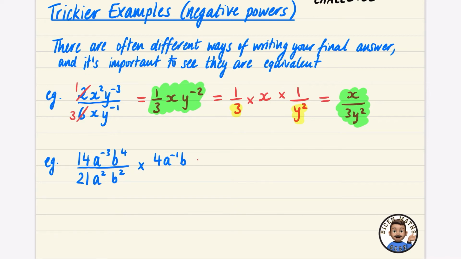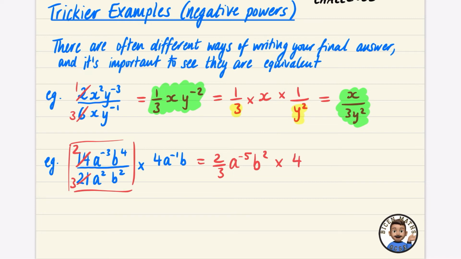I'm going to start off by just doing this bit to begin with, okay? Now the 14 and the 21 are both in the 7 times table, so if I divide that by 7 and I divide that by 7, I get 2 over 3. So I have 2 over 3. I've then got a to the minus 3 and a squared, so that's minus 3 minus 2. A to the minus 3 divided by a to the 2 is a to the minus 5. And then for the last part, b to the 4 and b squared is just going to be b to the power of 2.